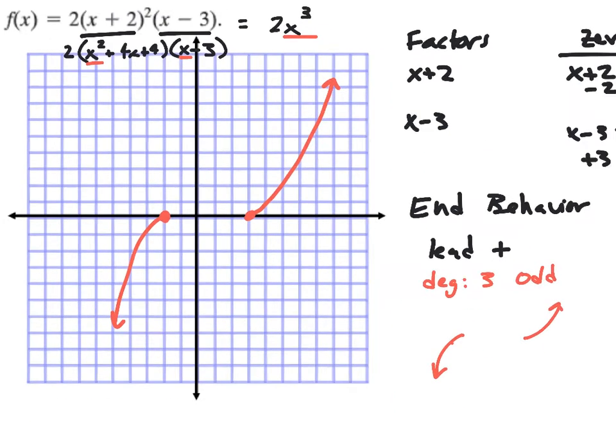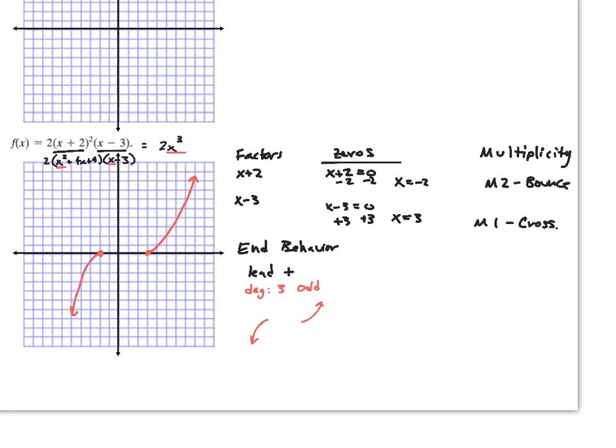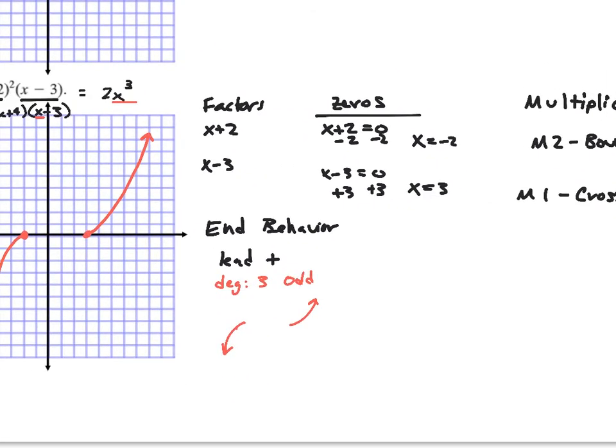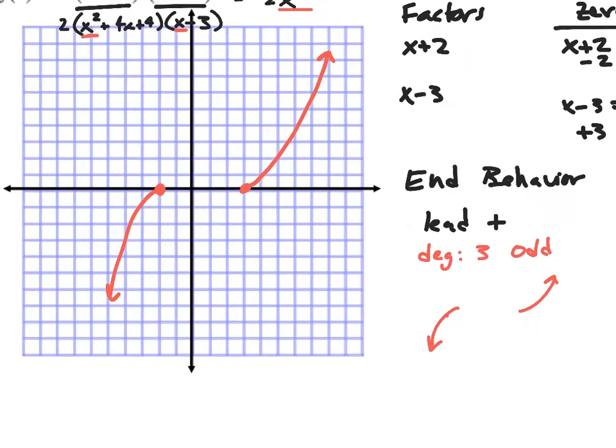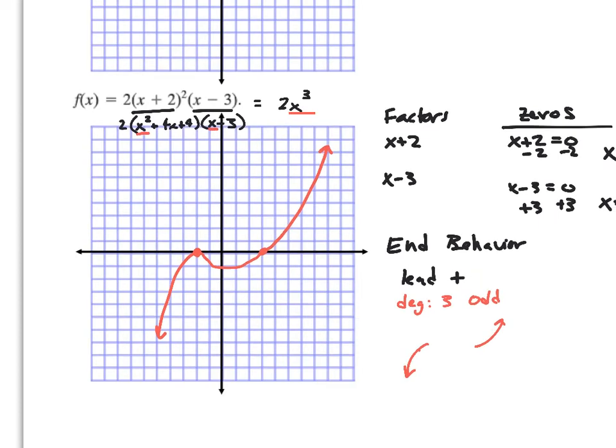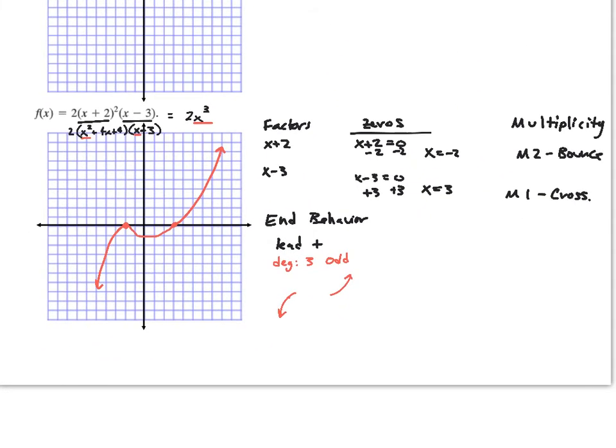Then I want to think about what's going to happen at each zero. At x equals negative 2, since my multiplicity was 2, and I got that from that exponent up here, it's going to bounce off. So at negative 2, we're going to bounce off, but at 3, we're going to cross because my multiplicity was 1, because my exponent was 1. So at 3, we're going to cross, at negative 2, we're going to bounce. So watch what happens. I'm going to do this, and if I label this, we're going to bounce off, and then we're going to cross at x equals 3. And that's our graph. It's not exact, but it's pretty darn close.